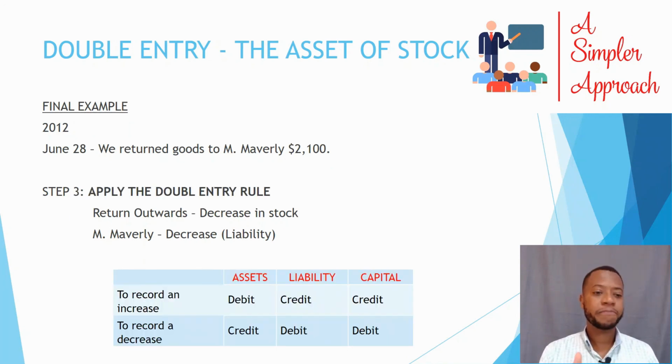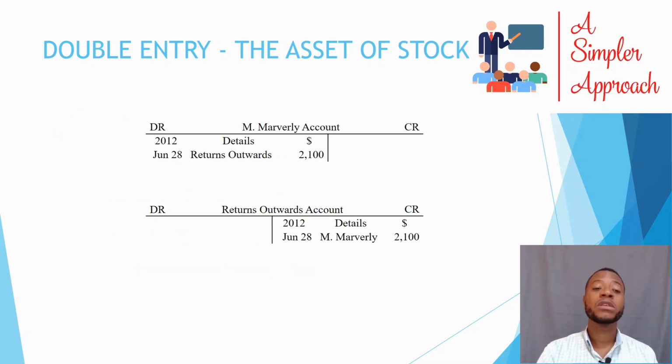Now for step 3. Returns outwards is naturally stock. Stock that is going down. And when an asset decreases, you do what? You credit. Okay? And for M. Maverly, being a liability that has decreased, when liabilities decrease, you debit. Okay? And when you have placed these in their T accounts, it would look like this.